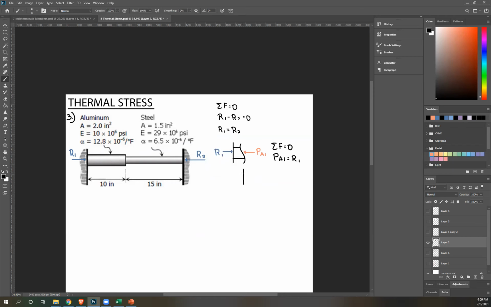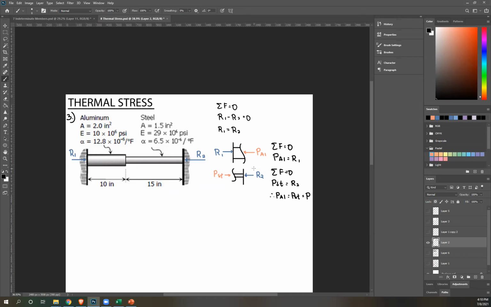Okay, so next here, smaller. Again, there's R1, R2 over here, and then there's PST for steel. Again, if you do summation of forces equals 0, PST equals R2. However, R1 is equal to R2. So therefore, PAL is just equal to PST, and you can just call it P. Now the goal is to search for P and then divide it by the area to get your stress.